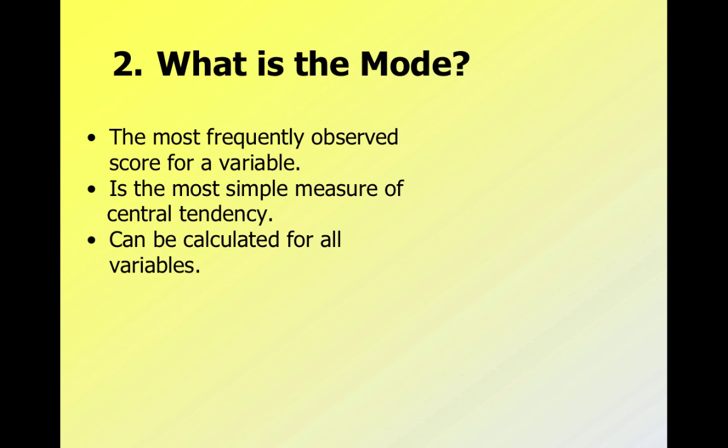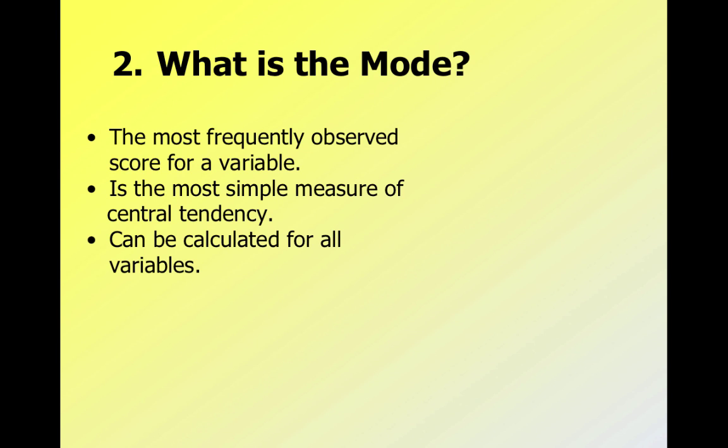Okay, so let's start with the simplest measure of central tendency, the mode. So simply the most frequently observed score for a variable. And it can be calculated for all variables. If you notice in the previous slide, we can use the mode for any and all levels of measurement.